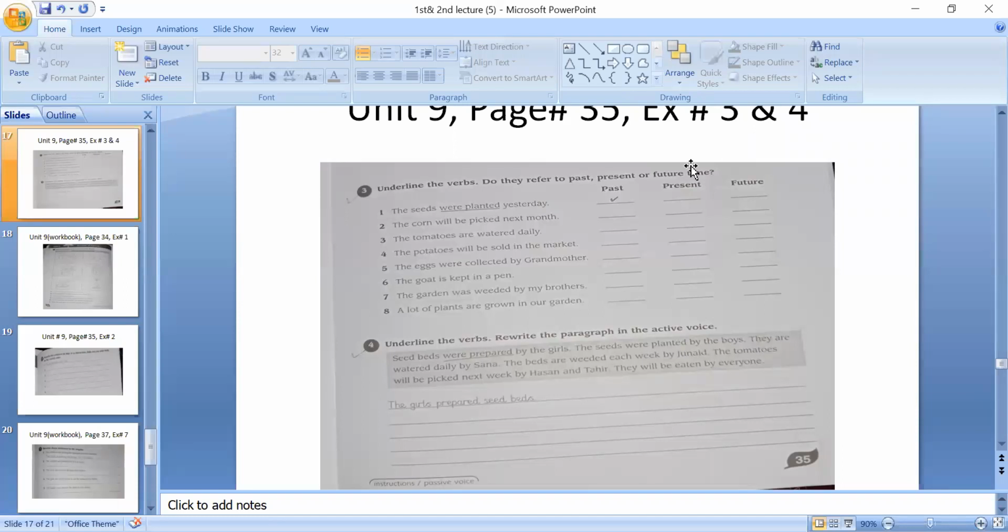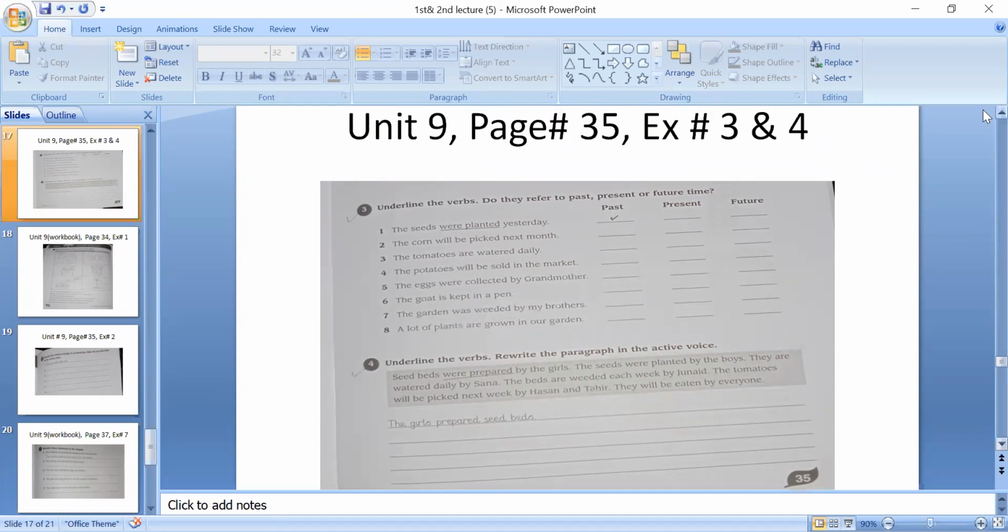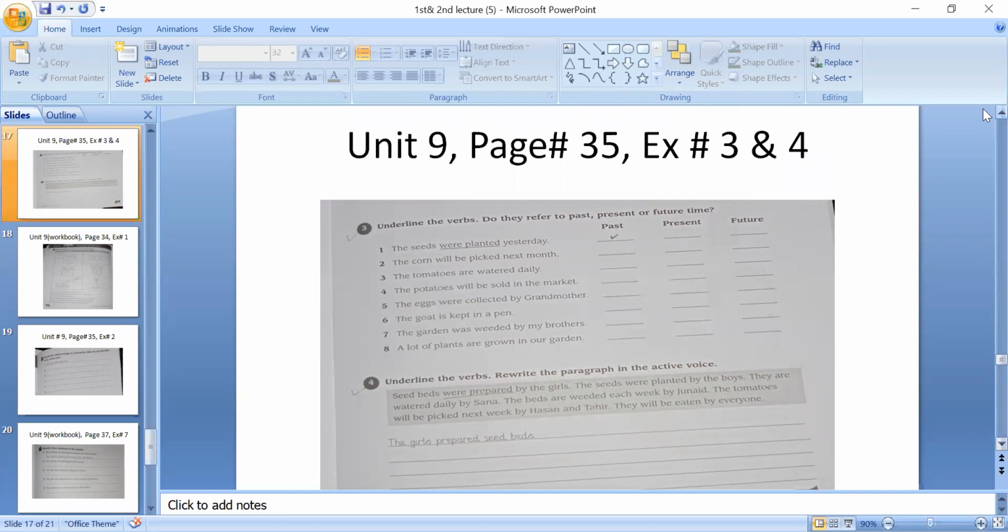The first sentence is done. The seeds were planted yesterday. It is already done. So were planted, I have told you that were is the verb that is used in past tense. So you can see there is a tick mark in the first column, because were planted, this is past verb. Were is past verb, and planted is third form of verb.